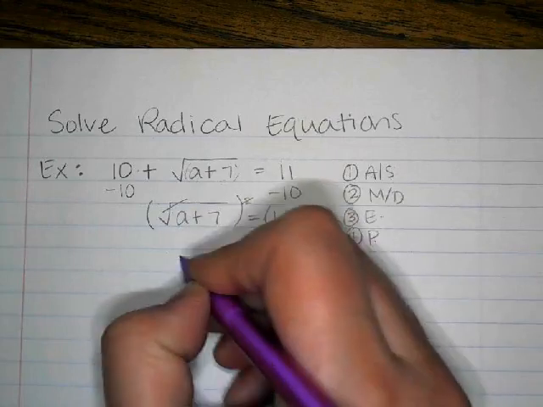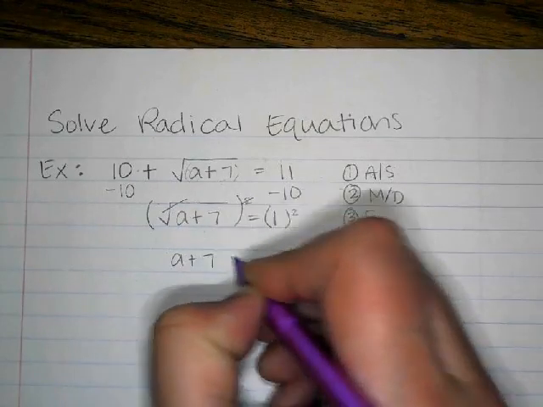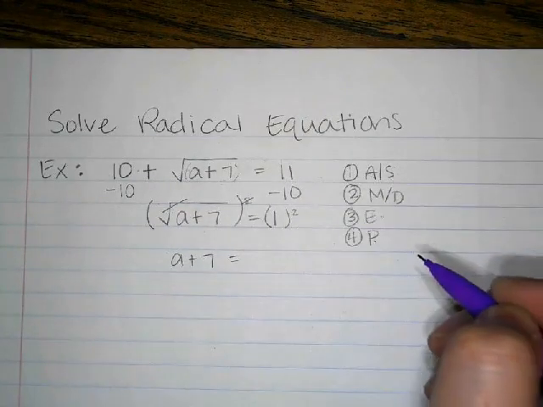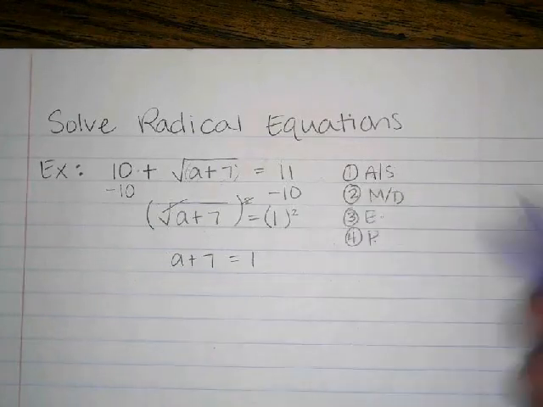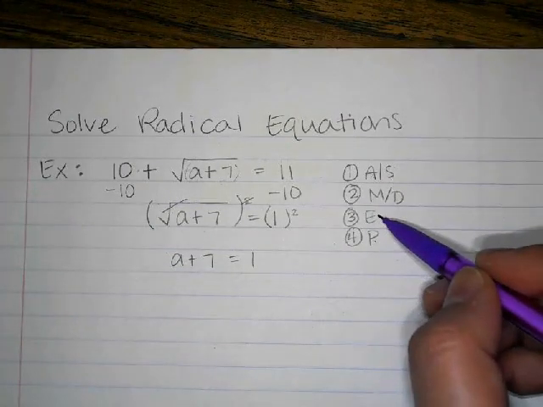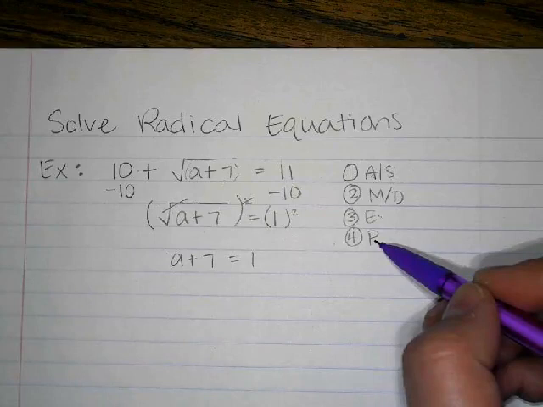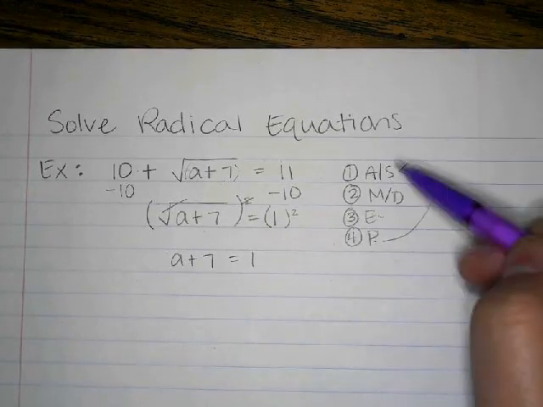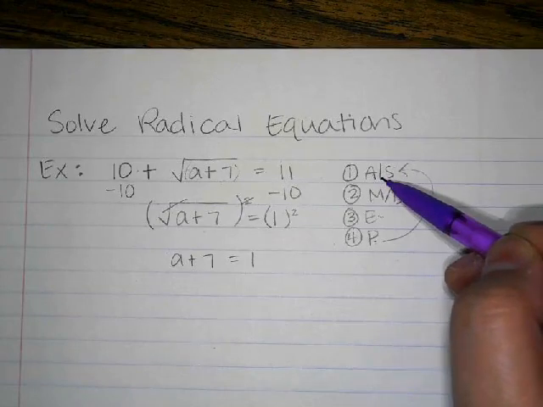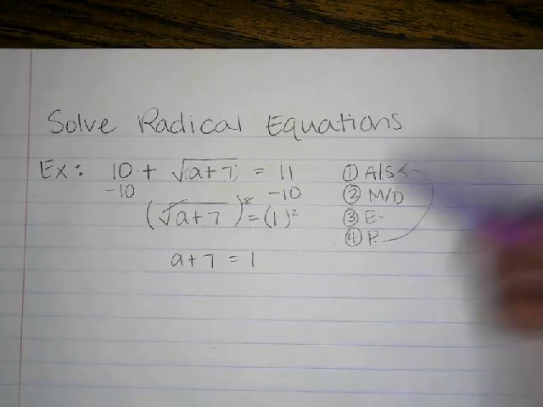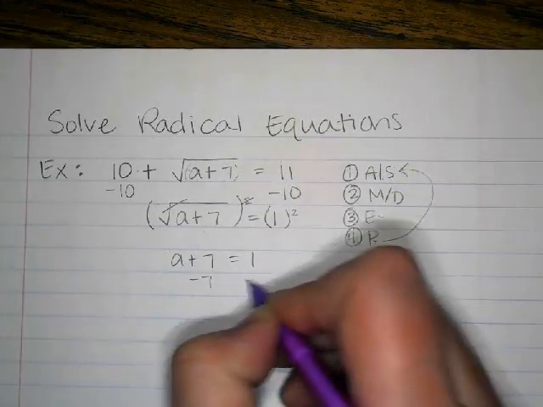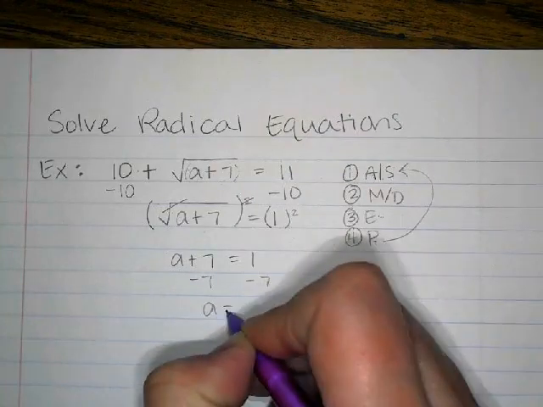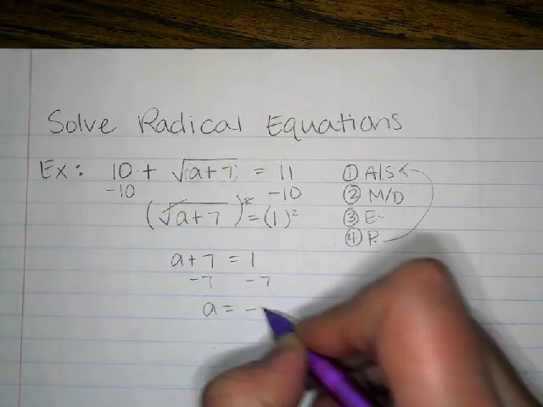So I have a plus 7 equals, what's 1 squared? 1. And so what just happened is that when I introduced that exponent, I got inside my grouping symbols. Now I'm going to go back to the beginning. Is there anything I could add or subtract to get the a alone? I can subtract the 7. So a equals -6.